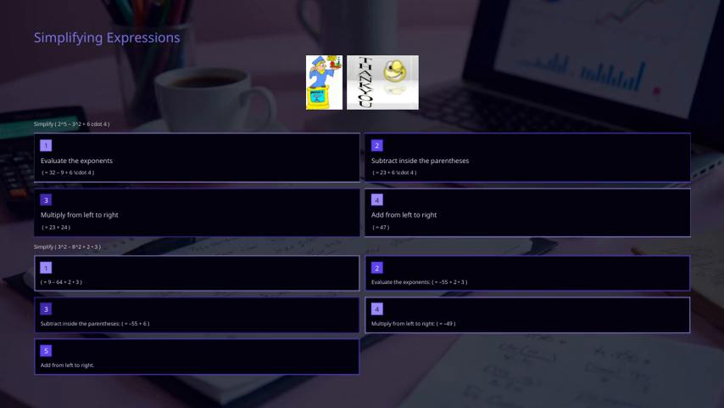The key points here are to always evaluate exponents first, then handle multiplication, and finally perform addition or subtraction from left to right. This systematic approach ensures we simplify expressions correctly and efficiently. Remember, understanding the order of operations is fundamental to simplifying any algebraic expression accurately.